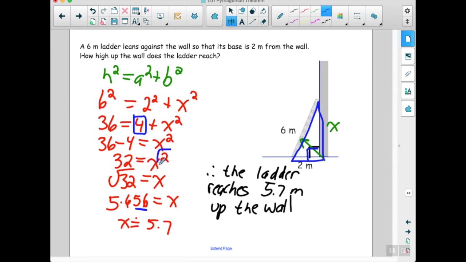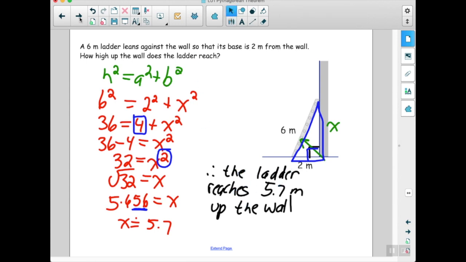How do you undo squaring? With square root. So the square root of 32 is x. I took out a calculator. That gave me 5.656 was x. I underlined this a little bit here to show you, because if we are going to round, I'm looking at what comes after the 6. 56 is definitely greater than 50, so we should be rounding to 5.7. And then I wrote a nice conclusion over here. Therefore, the ladder reaches 5.7 meters up the wall.